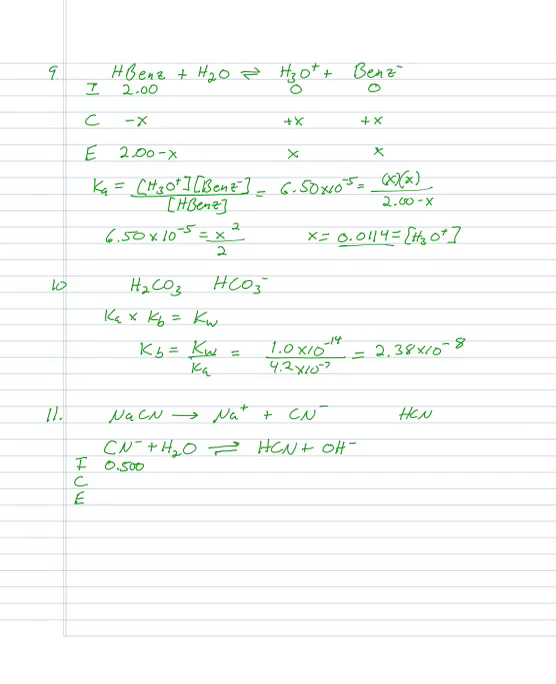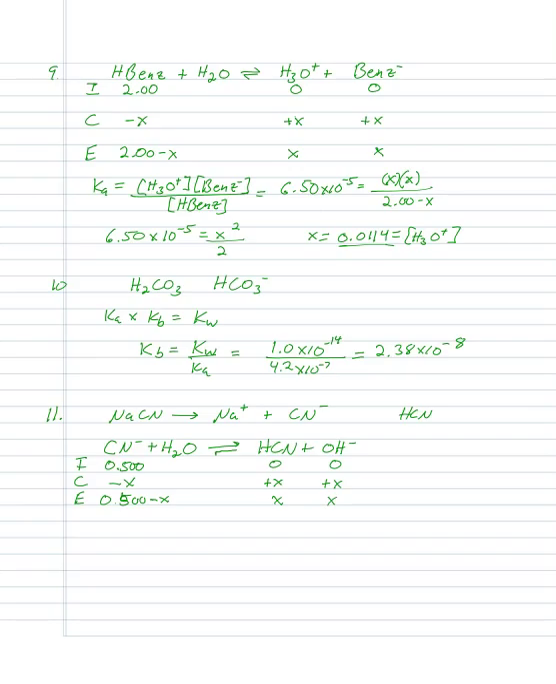Now we don't care about the water. The HCN is 0 and the OH- is 0. Okay, we're going to lose some of that CN minus. We're going to gain some HCN. We're going to gain some OH-. So we have 0 left off the 500 minus X, X, and X.